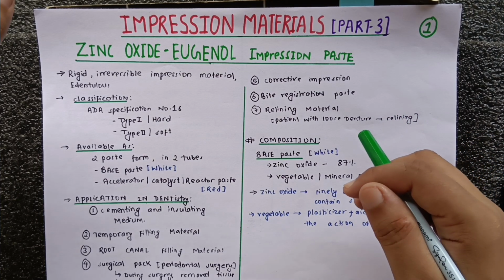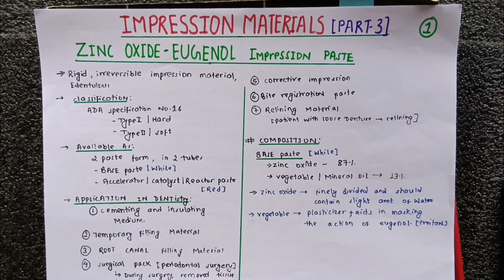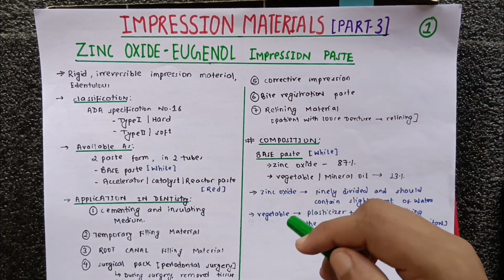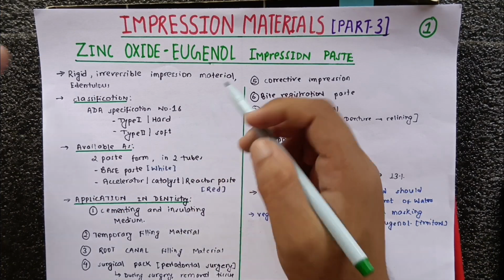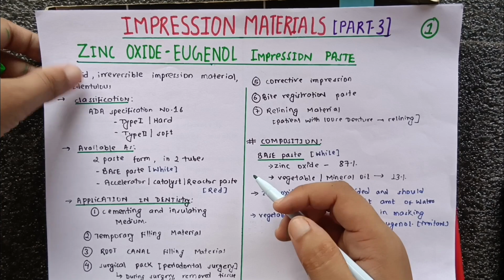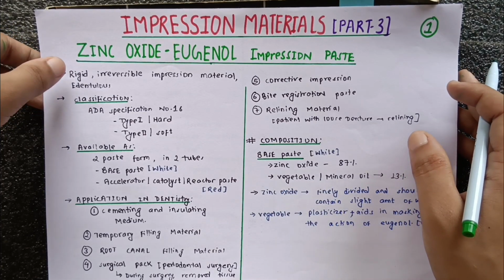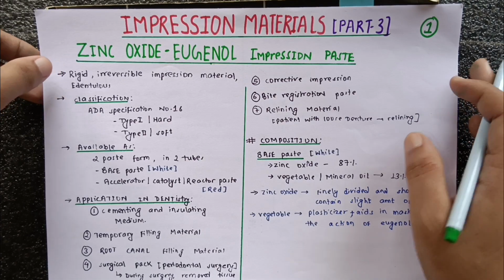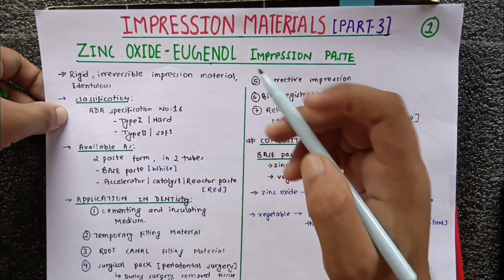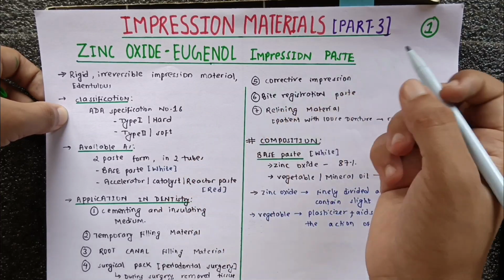So this is our part 3 video of the impression material, and in this video we will be discussing zinc oxide eugenol impression paste. I think many of us have used this compound in our clinic as well as in the lab. This is one of the most important impression materials for taking the final impression. In this video we will be discussing every aspect of zinc oxide eugenol impression paste.